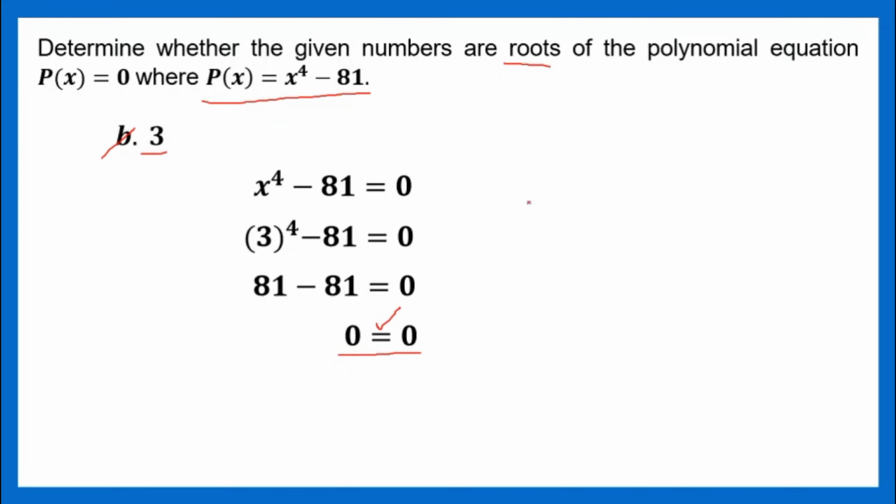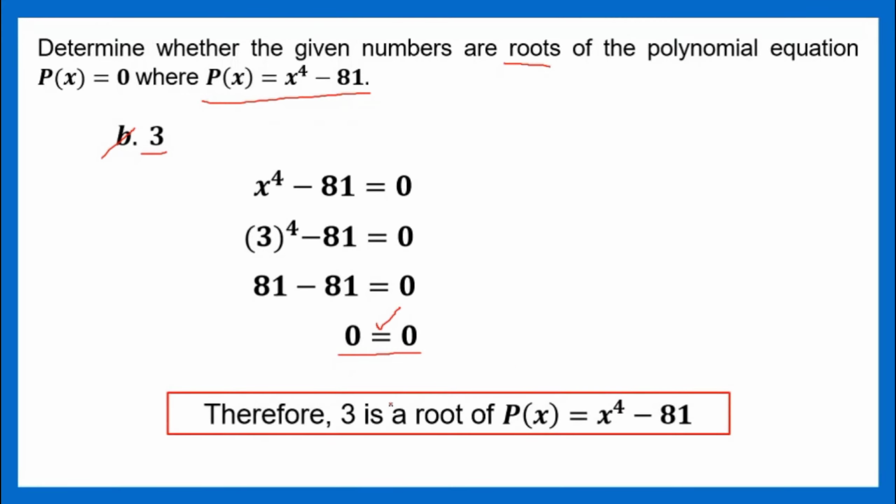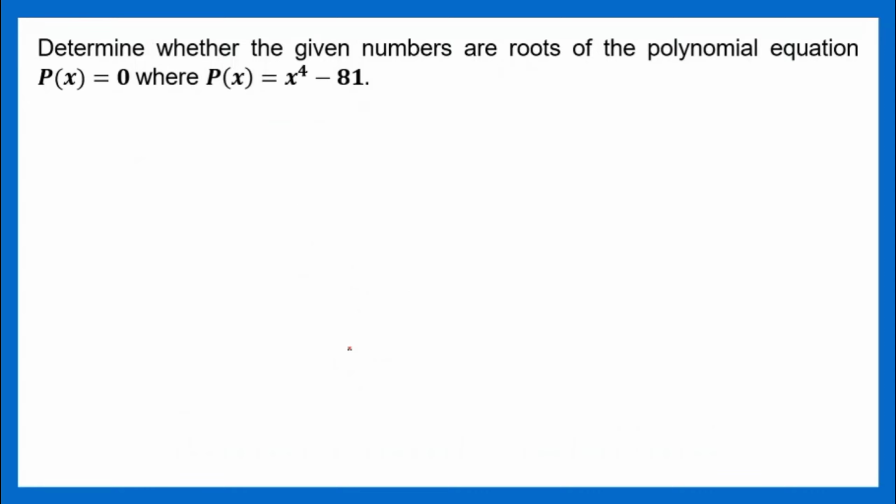So then we can conclude that, therefore, 3 is a root of p of x is equal to x raised to 4 minus 81. Root yan. Kasi nga, naging equal to 0 ang sagot natin. So, ganun lang po yan kasimple. Ayan. So, let's have letter C naman. Let's check when C, or when the root is negative 3. Ano kaya? Root kaya siya nito or hindi?